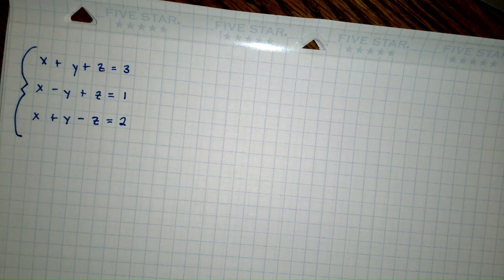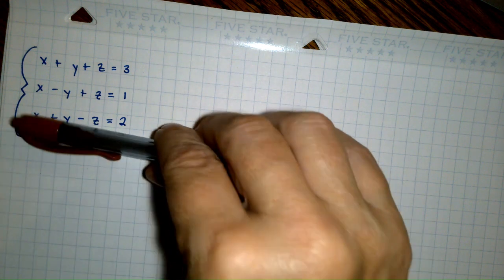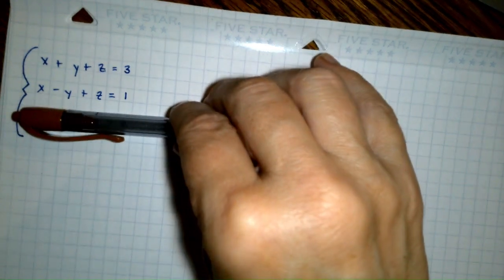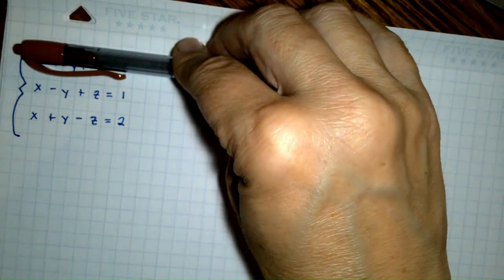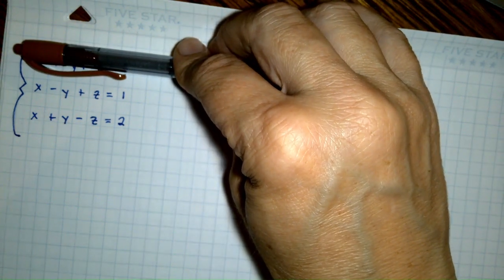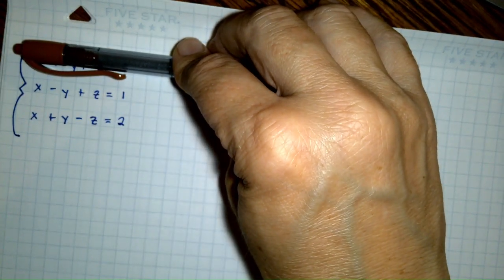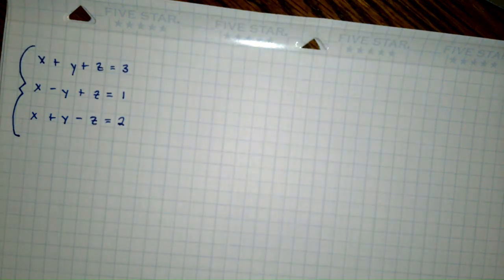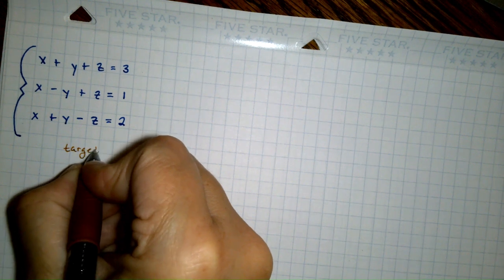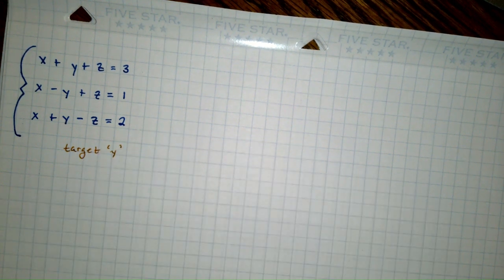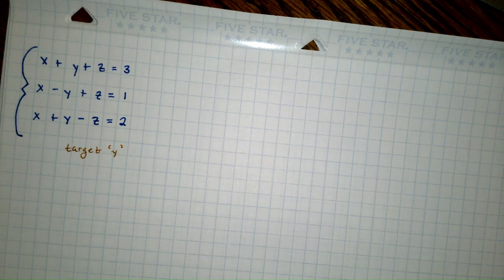The reason why it's set up to target y is when I look at the top two equations, they are additive inverses, positive 1y and negative 1y. When I look at the bottom two equations, they are additive inverses, positive 1y and negative 1y. So we're going to go ahead and target y. And when I say target y, I mean we're getting rid of y. We're eliminating y.